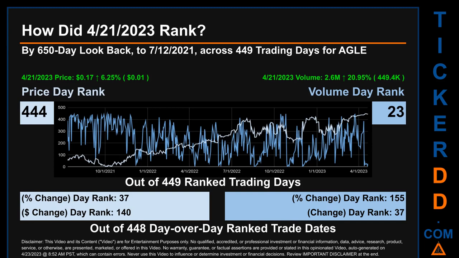The line graph overlays price and volume's daily ranking, as shown respectively in light versus dark blue, across those target days' trading days. In this view, essentially the dips are good whereas the spikes are bad. The price's day-over-day percentage change, jumping 6.25% on April 21, 2023, had a day rank of 37 while its dollar difference of 1 cent had a rank of 140 when compared day-over-day across 448 trading days. Volume's percentage change and difference were ranked respectively at 155 and 37.